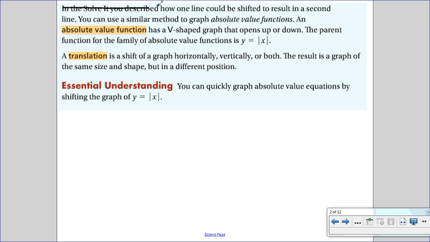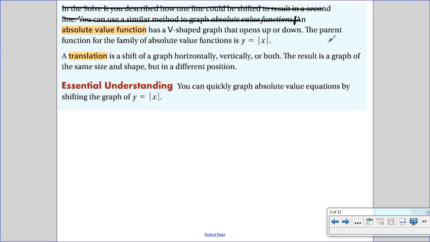Don't worry about this part right here. I wouldn't worry about that either. But start right about here. An absolute value function has, and get everything else, an absolute value function has what's called the parent function.